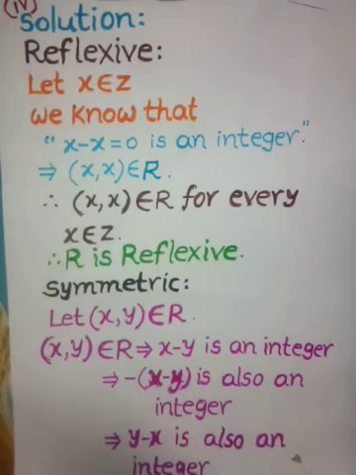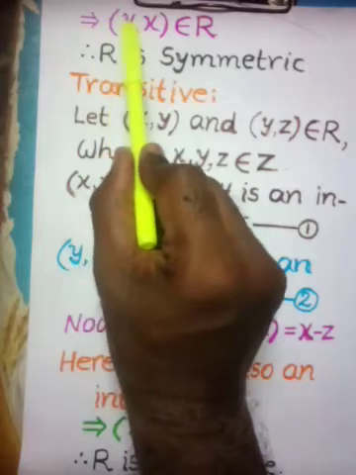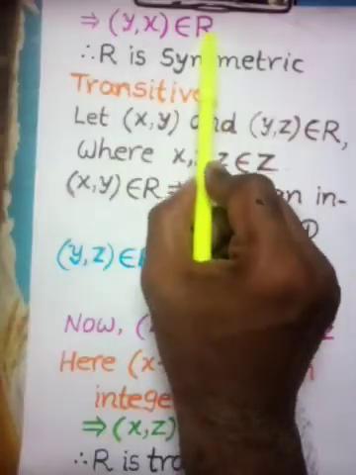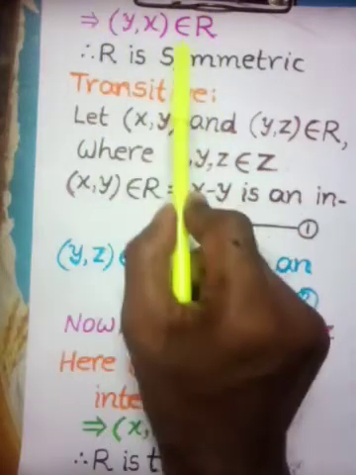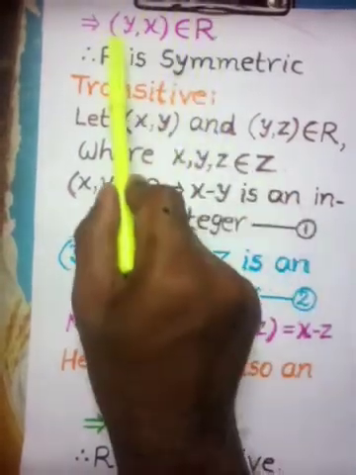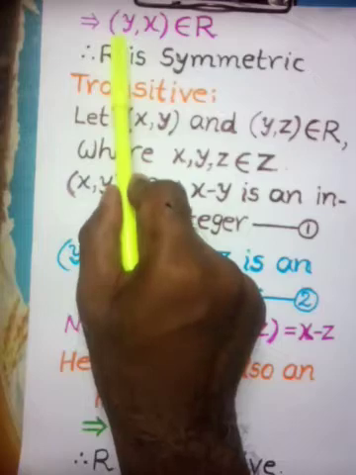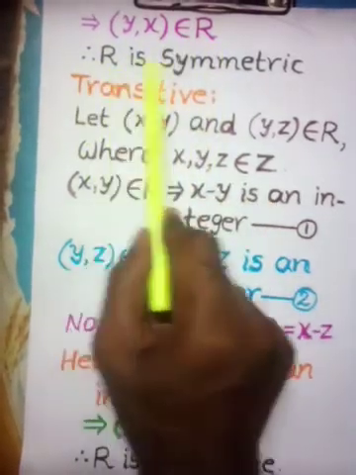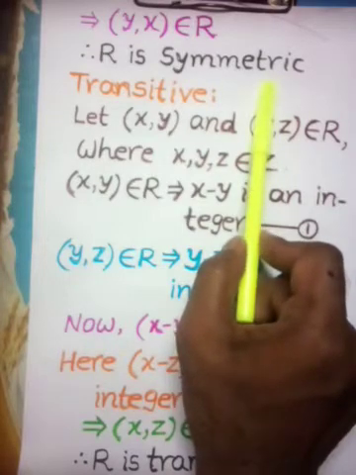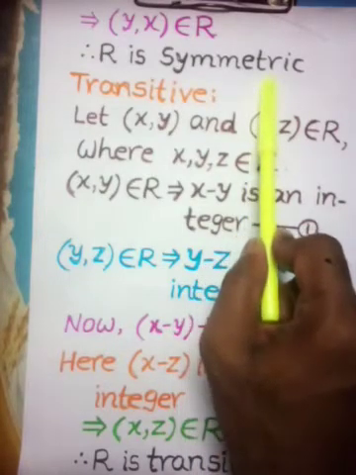Y minus x is also an integer. Okay, my dear children. This implies the ordered pair (y, x) belongs to R. At the beginning we assumed that the ordered pair (x, y) belongs to R. Finally we got this statement, that is, the ordered pair (y, x) belongs to R. Therefore we can say that R is symmetric because it satisfies the definition of a symmetric relation.